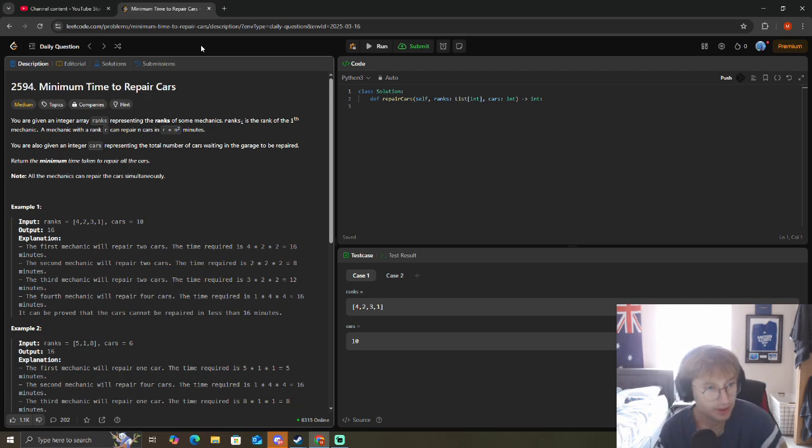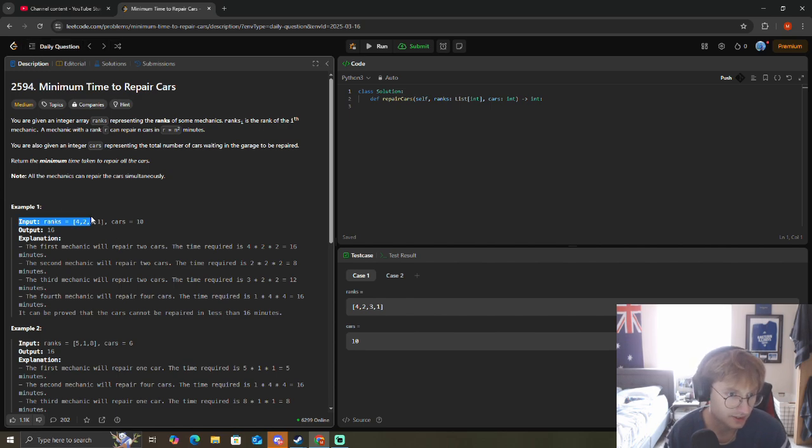You're given an integer array of ranks representing the ranks of some mechanics. Ranks[i] is the rank of the ith mechanic. A mechanic with rank R can repair n cars in R times n squared minutes. You're also given an integer cars representing the total number of cars waiting in the garage to be repaired. Return the minimum time taken to repair all the cars. All mechanics can repair the cars simultaneously.